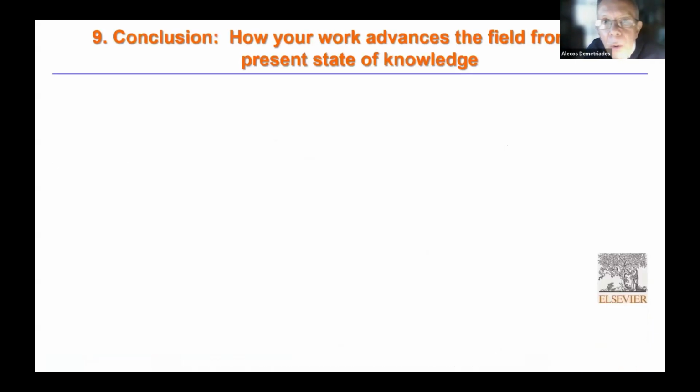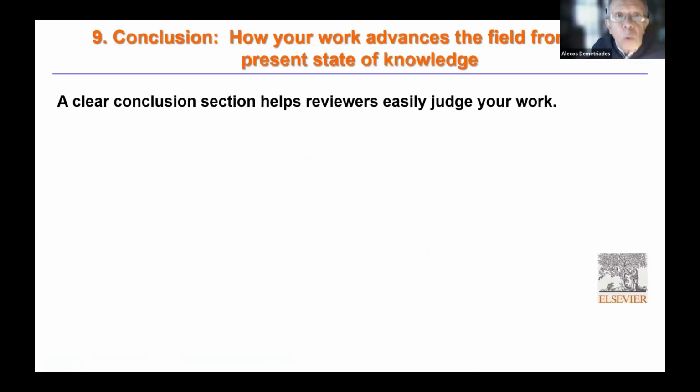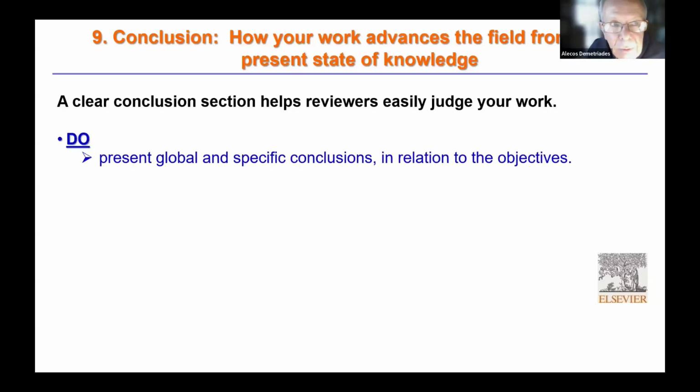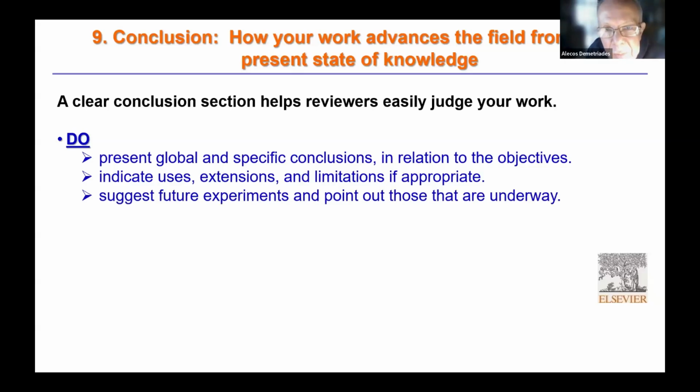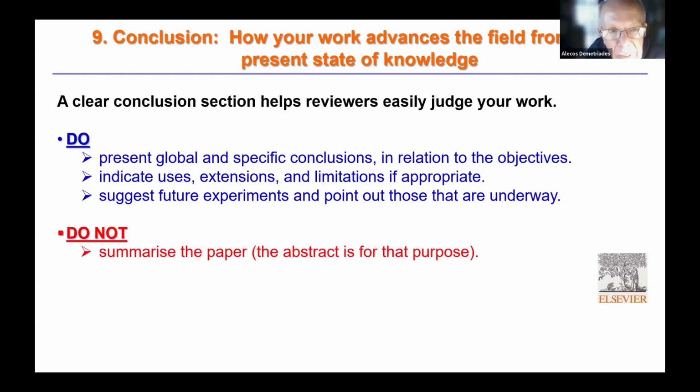Conclusion. How does your work advance the field from the present state of knowledge? A clear conclusion section helps reviewers easily judge your work. Present global and specific conclusions in relation to objectives. Indicate uses, extensions, and limitations if appropriate. Suggest future experiments and point out those that are underway. Do not summarize the paper. The abstract is for that purpose, not the conclusions.